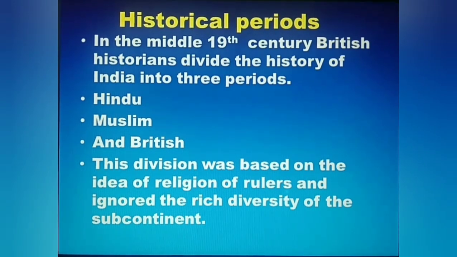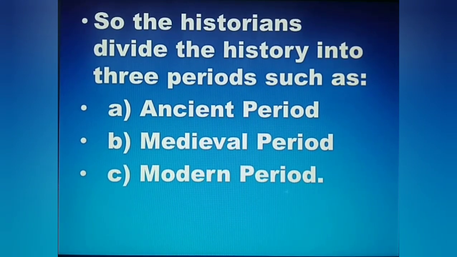So historians divide the history into three periods. The first is the ancient Indian history, the ancient period that you learned in class 6 about the early man and the early kingdoms. The second one is the medieval period that you are going to learn this year. And the third one is the modern period, the arrival of European traders to the Indian subcontinent. The medieval period is mainly the Delhi Sultans and Mughal rulers. These we are going to study in the coming lessons.